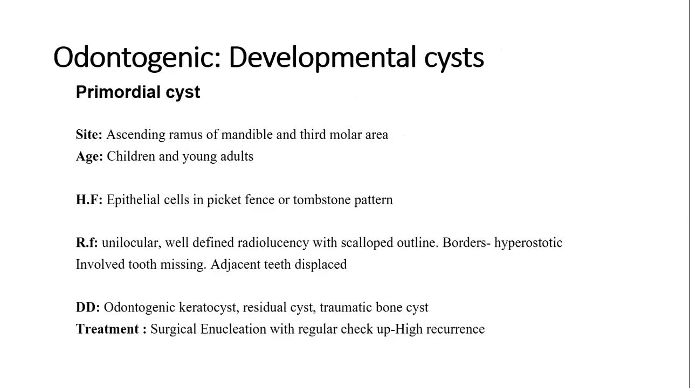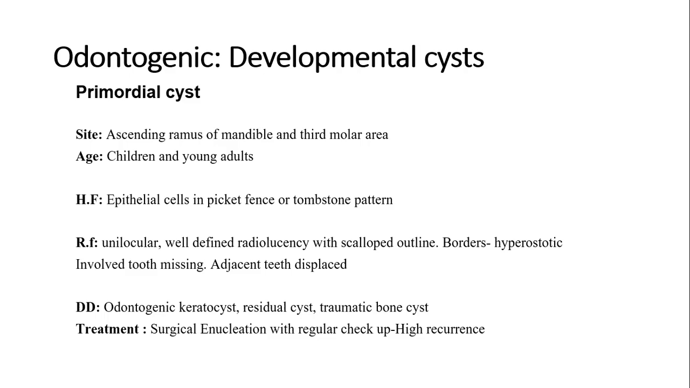I'm going into odontogenic cyst. In that, developmental cyst. First one is primordial cyst. Site of occurrence is ascending ramus of the mandible and third molar area. Age group associated are children and young adults. Histopathologic features are epithelial cells in picket fence or tombstone pattern.